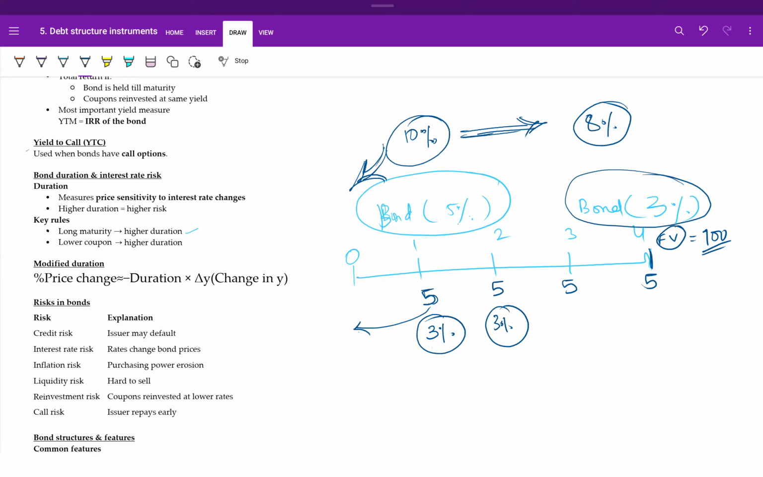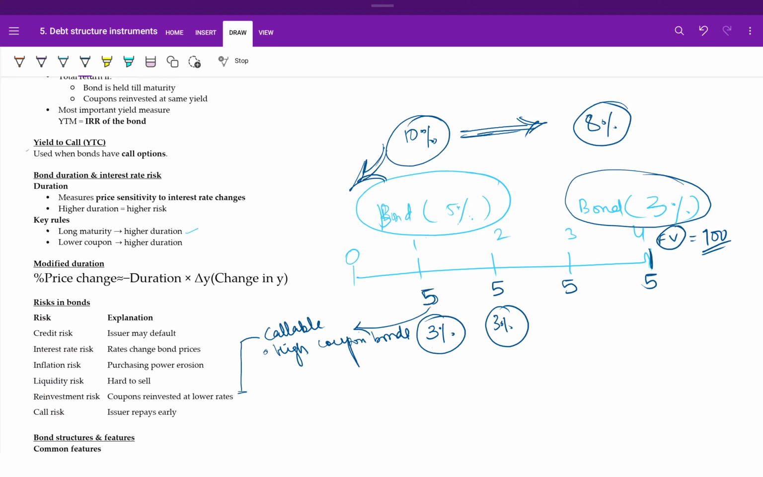So callable bonds are exposed to reinvestment risk. High coupon bonds are also exposed to reinvestment risk because more frequent and large cash flows are there to reinvest. So if you have high coupon bonds and the market interest rate falls, there is going to be a reinvestment risk for you.